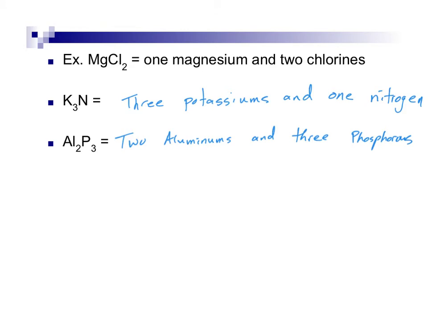Here are the answers. In K3N, this 3 is only attached or belongs to the element in front, that K, which is potassium. So here we have 3 potassiums, and there's no number after the capital N, so that means we have 1 nitrogen atom. For Al2P3, this 2 belongs to the Al, so we've got 2 aluminums, and that 3 belongs to the P, we've got 3 phosphorus atoms.